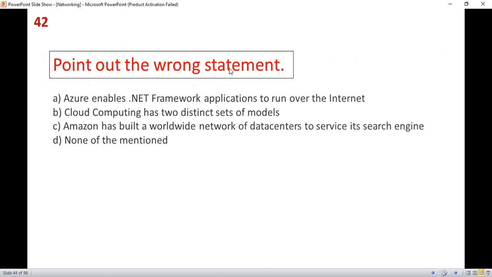Okay, the next question: you need to point out the wrong statement. The first option: Azure enables .NET framework applications to run over the internet. The second option: cloud computing has two distinct sets of models. Amazon has built a worldwide network of data centers to service its search engine, or none of the mentioned. What will be the answer for this question?